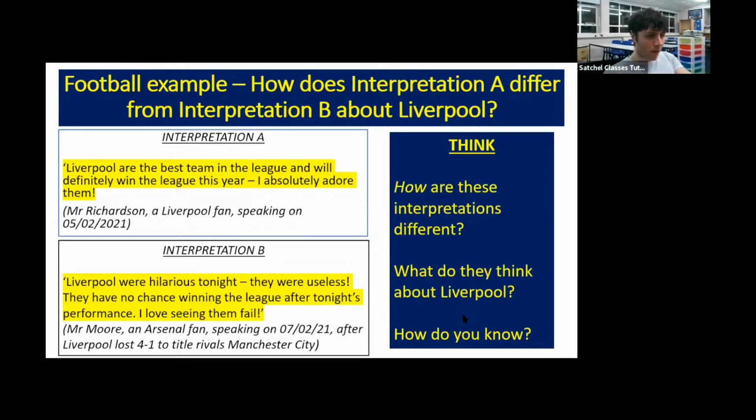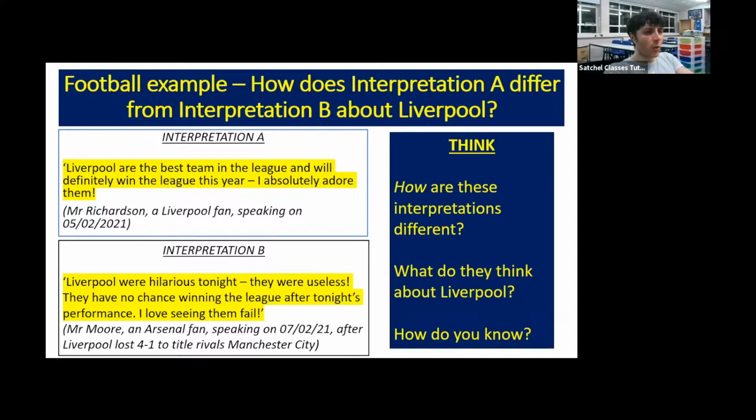Then Mr. Moore, my colleague, is the author of interpretation B, and he said this: Liverpool were hilarious tonight. They were useless. They have no chance of winning the league after tonight's performance. I love seeing them fail. So what we've got to work out is the difference between these 2 interpretations. What are both of these interpretations actually saying about Liverpool Football Club?